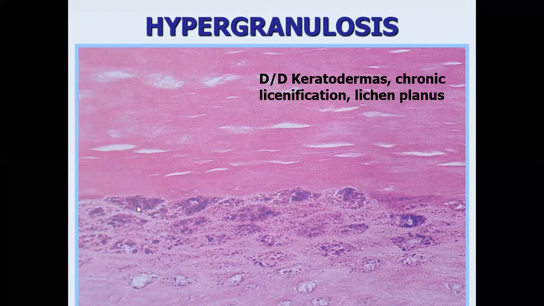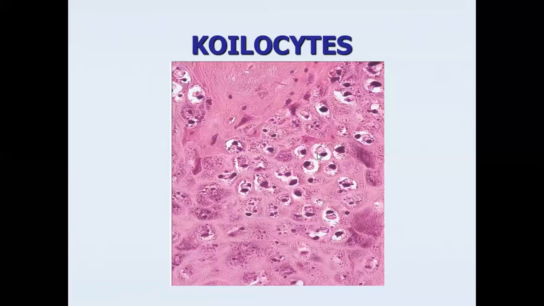This is hypergranulosis, the presence of a thick granular layer, and usually, as I've told you, in whatever condition there is hyperkeratosis, there is hypergranulosis, typically seen in keratodermas, in lichenification, and in lichen planus.